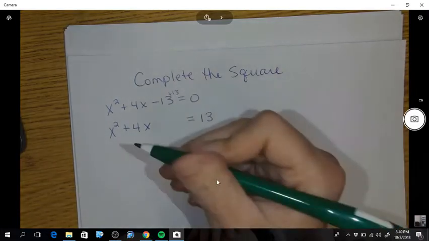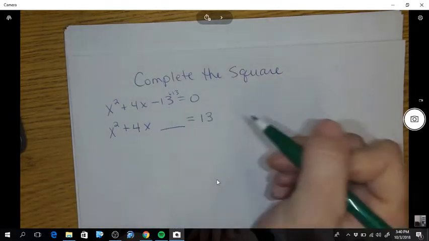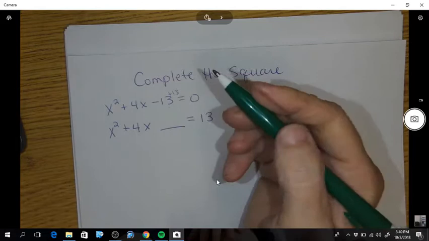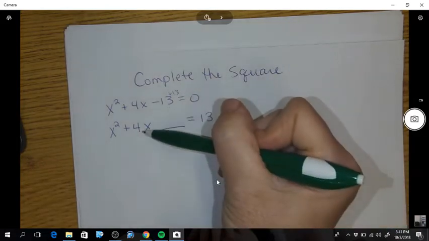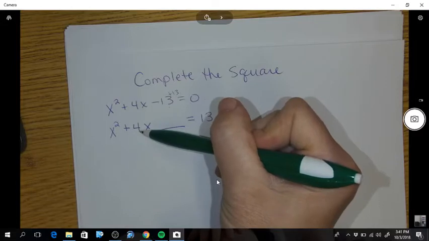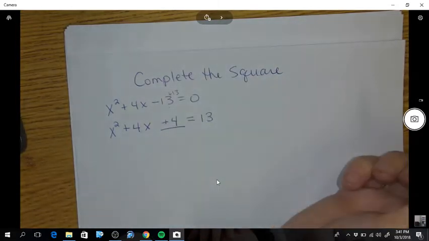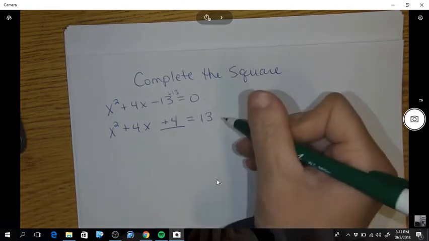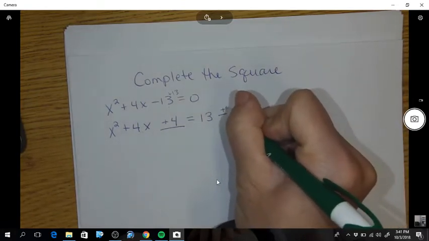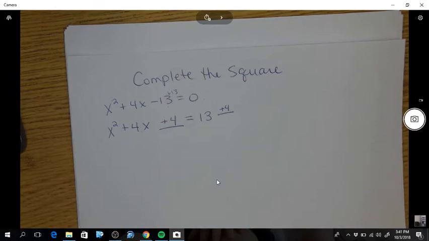Okay, now, do you remember this? We had a blank in Unit 1. We took half of this, and then we squared that number. So half of this is 2. 2 squared is 4. And that's what we put on the blank. But that upset my teeter-totter, so I'm going to also add 4 on that side.